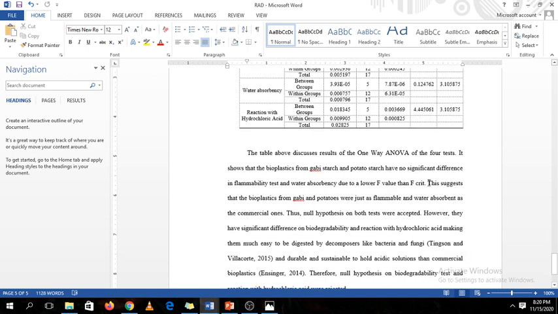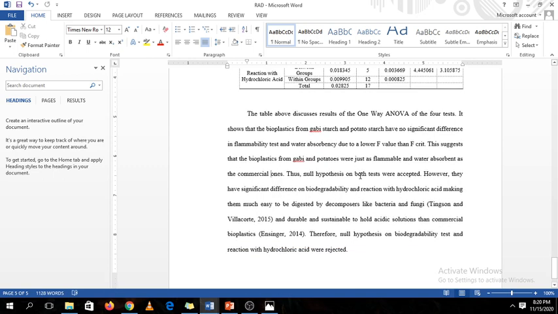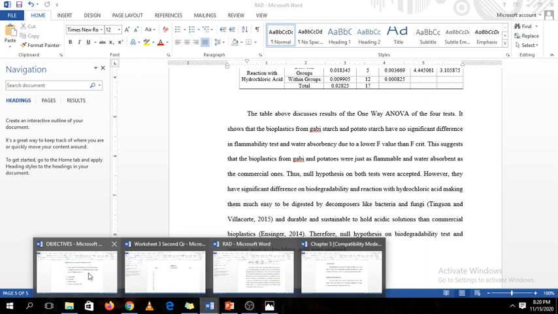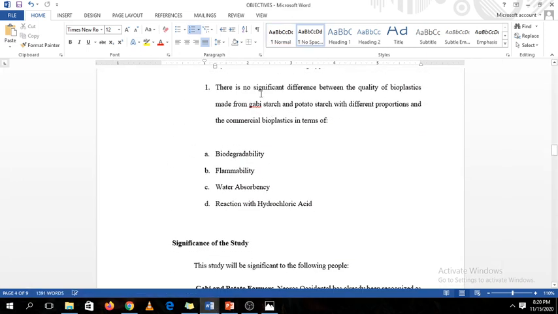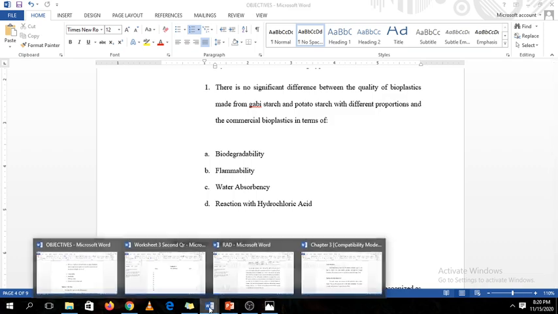Then you try to explain ano karon kung wala significant difference. So meaning the bioplastics and the commercial ones were just as flammable and water absorbent as the commercial ones. Wala kuno kinalain ang imong bioplastics sa commercial ones. So therefore, the null hypothesis on both tests were accepted. Gin-accept kay wala significant difference. Okay? Di ba, going back to our objectives, ang hypothesis ta, there is no significant difference. But since no significant difference man ang B kag C, so therefore we accept that hypothesis.